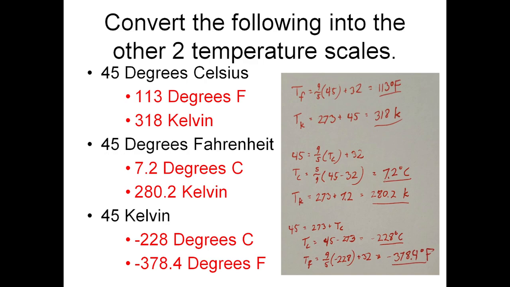45 Fahrenheit, if room temperature is about 75 Fahrenheit, 45 Fahrenheit's colder than average. Not quite freezing, but on the way there. This is probably a crisp fall evening. That correlates to 7.2 Celsius and 280 Kelvin.